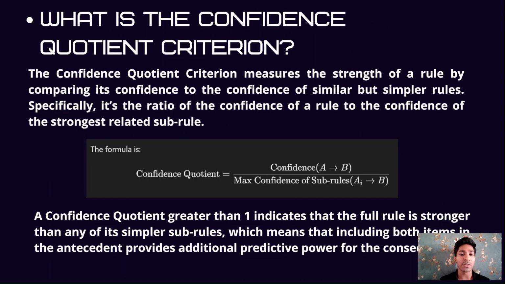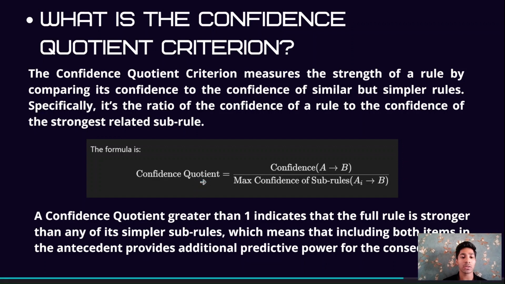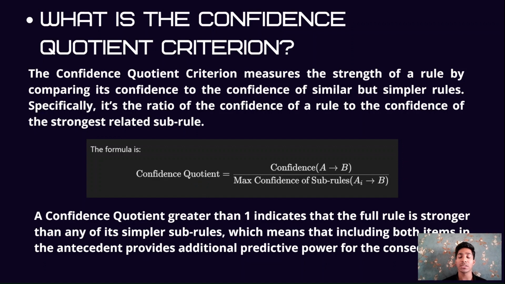So let's start with the definition of the confidence quotient criterion. The confidence quotient criterion measures the strength of a rule by comparing its confidence to the confidence of similar but simpler rules. Specifically, it's the ratio of the confidence of a rule to the confidence of a stronger related subrule. Here is the formula given for the confidence quotient criterion.